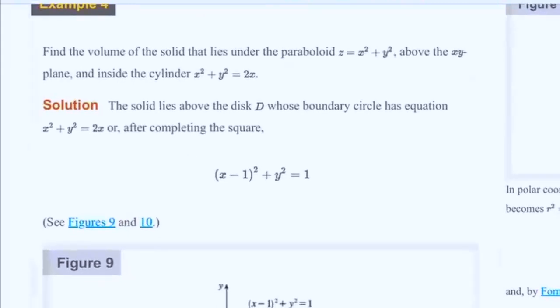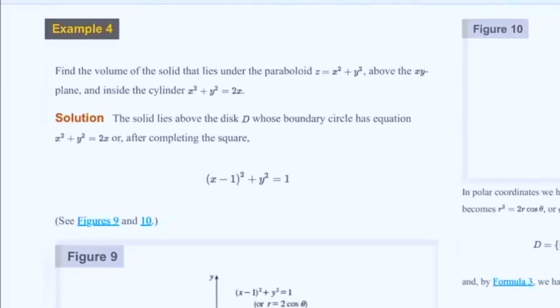So we have this paraboloid, z equals x squared plus y squared. And how does it look?